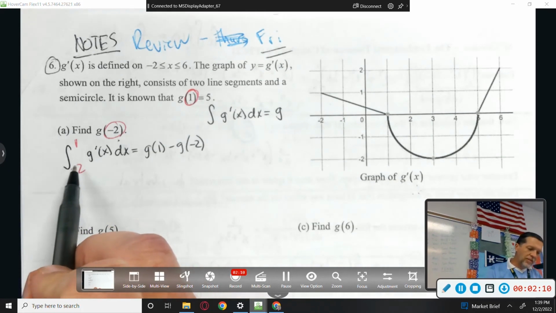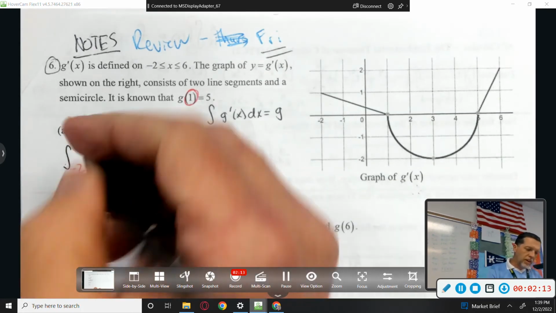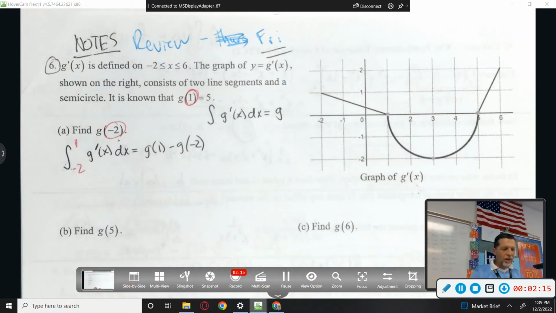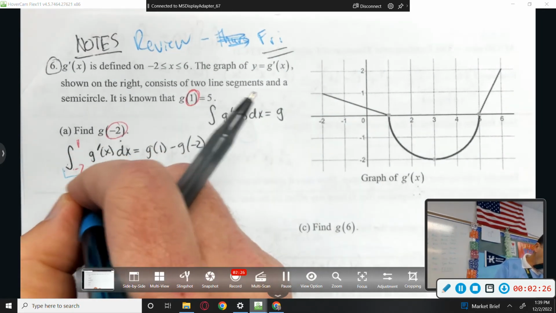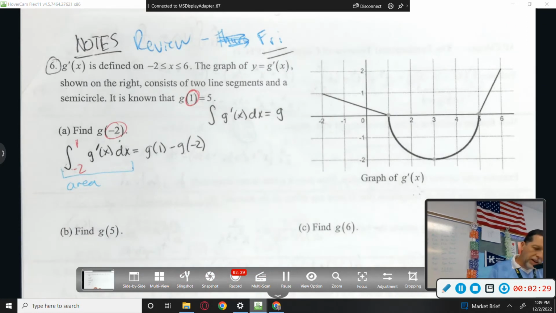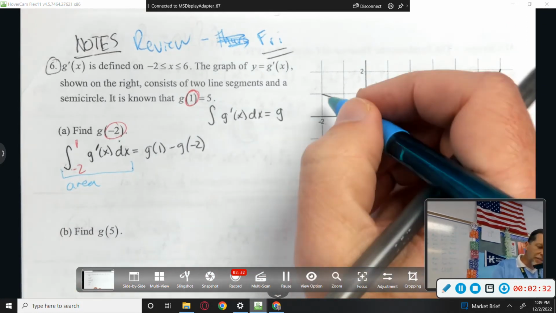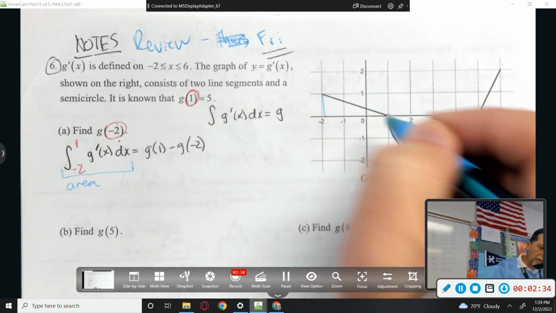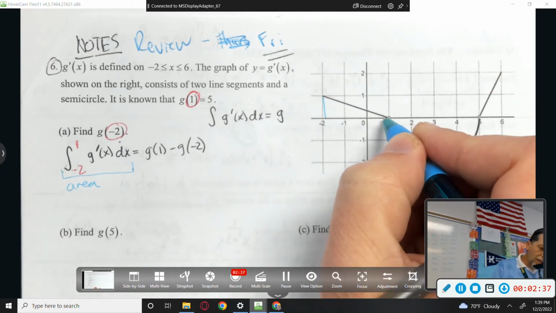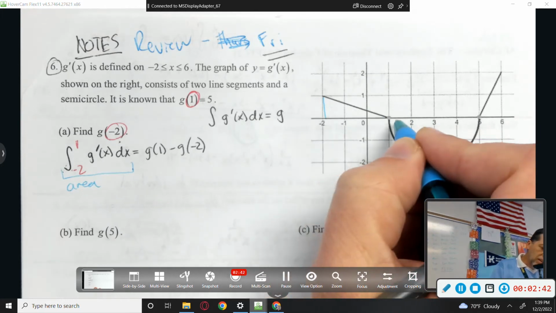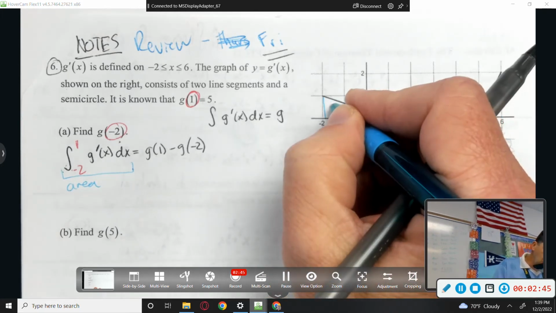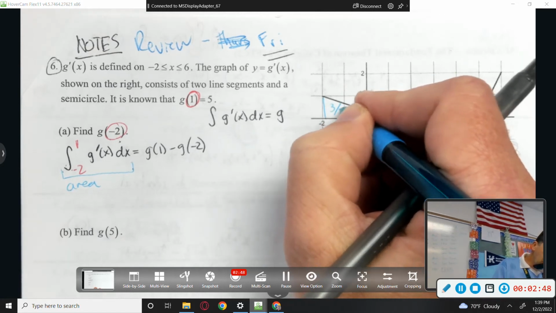How am I supposed to evaluate the antiderivative of G prime when I don't have an equation for G prime? Yeah, antiderivative and area go together. So this is an area problem. The area from -2 to 1, and conveniently enough, they made that relatively easy for me. That's a triangle. 1/2 base times height. Oh, they didn't make it work out nicely, but 3/2 for that area.